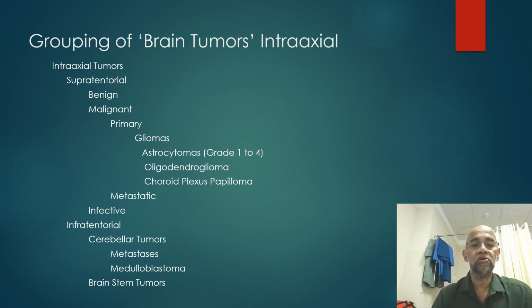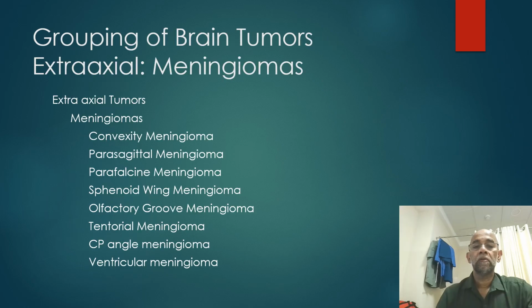Metastatic tumors are also intraaxial tumors, and some infective intracranial space-occupying lesions mimic tumors, like tuberculosis. Infratentorial tumors may be cerebellar, including metastasis and medulloblastomas, or they may be brainstem tumors. We are talking about intraaxial tumors.